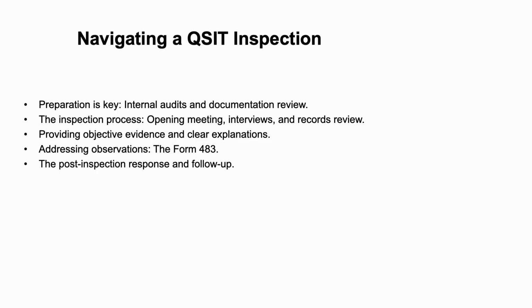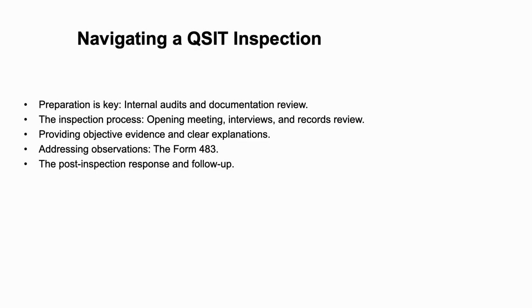The process typically begins with an opening meeting, where the investigator outlines the scope of the inspection and the QSIT subsystems they will be focusing on. This is followed by a period of interviews with key personnel, from senior management to production line workers. The investigator will also conduct a thorough records review, looking for objective evidence that processes are being followed and that the quality system is effective.